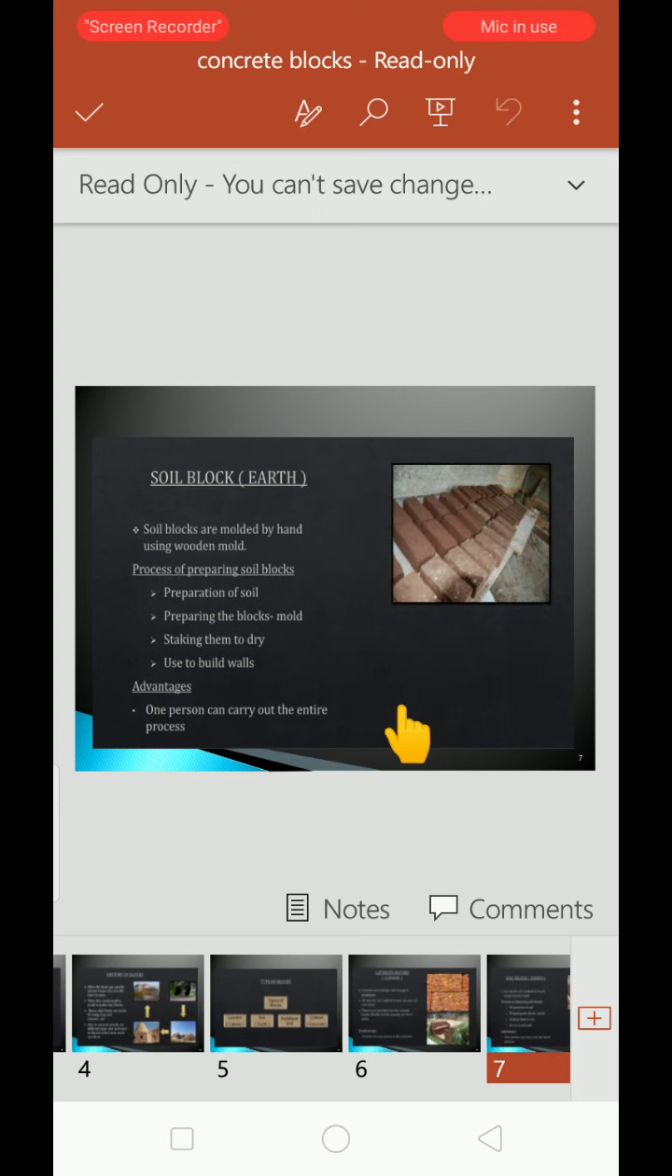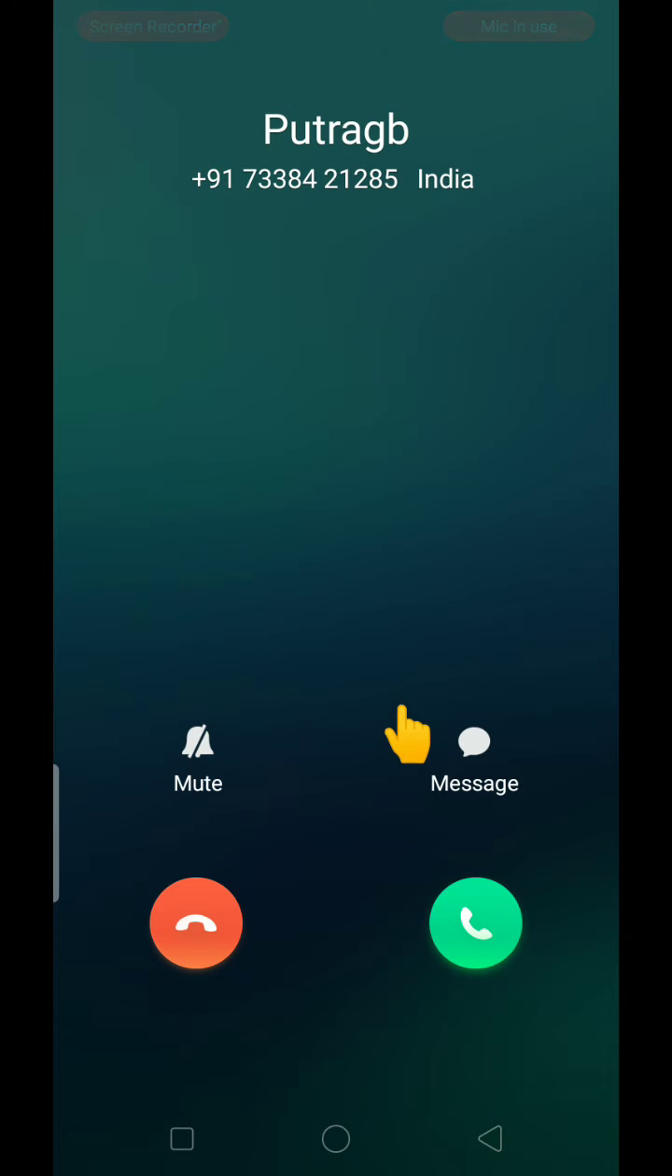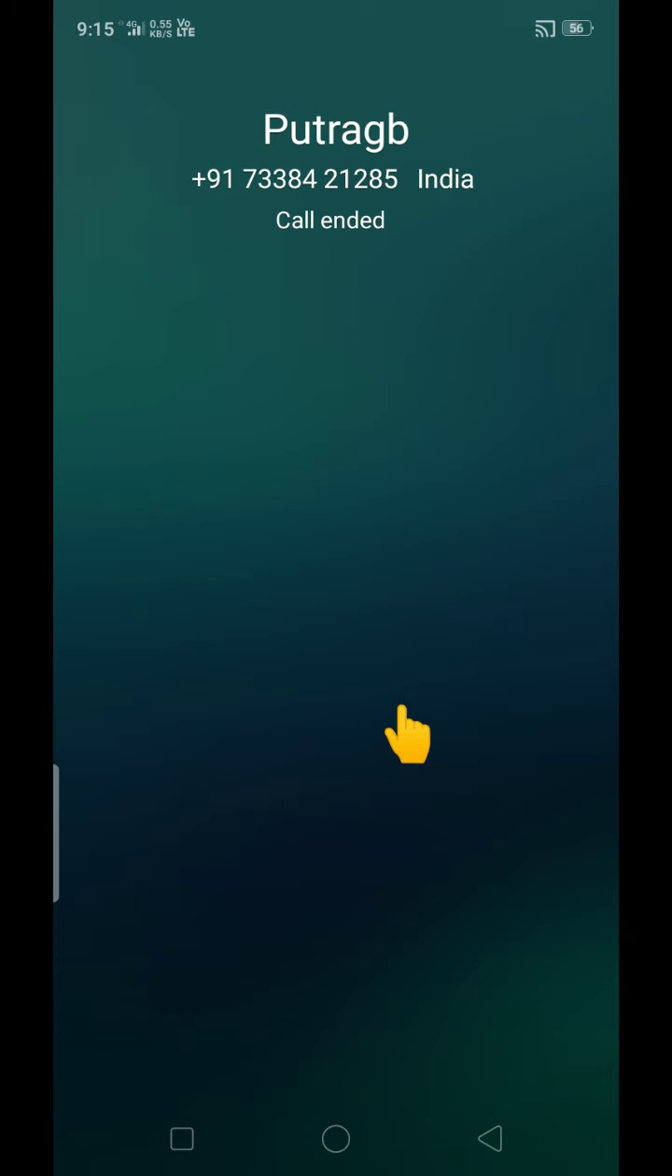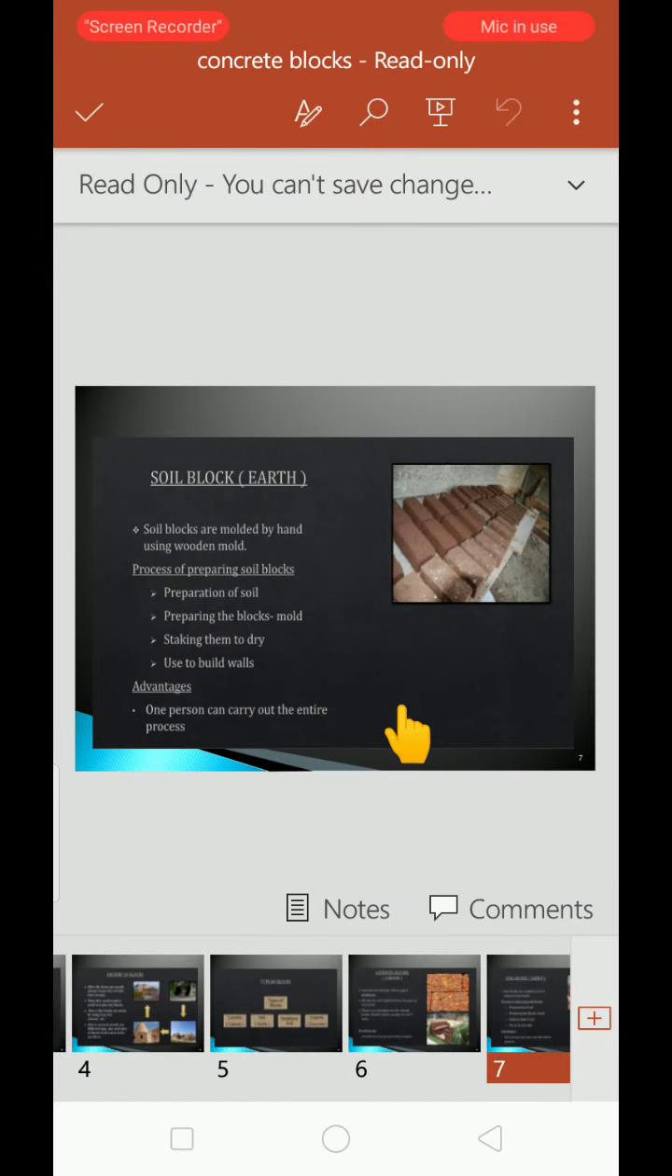Next one, soil block or earth block. Soil blocks or earth blocks are made by hand using a wooden mold. In the process of preparing soil blocks, first they prepare the soil, then prepare the block mold according to their required size. They prepare the wooden mold, then the soil they prepared is placed in the mold and the blocks are used to build the walls.